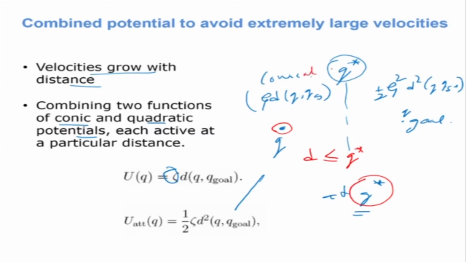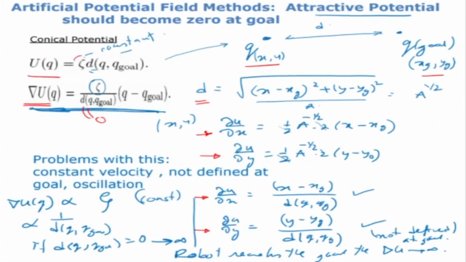Okay, and when the robot is d greater than q star, then we say we are going to use the quadratic function. We can define the values q and q star as whatever we require. Now, something you note here before I proceed, that there is a constant that is used, which is zeta.